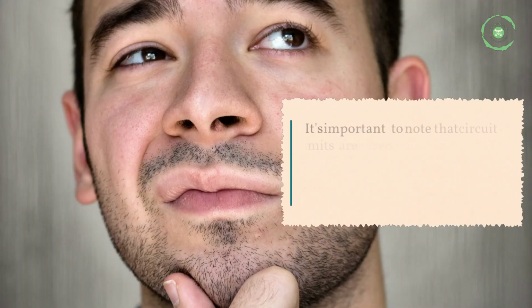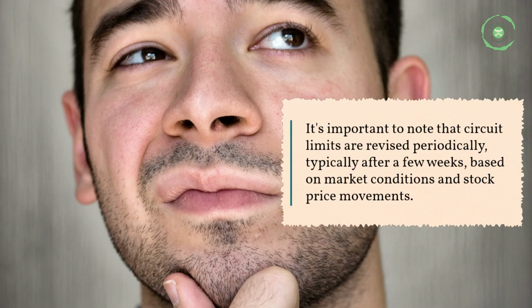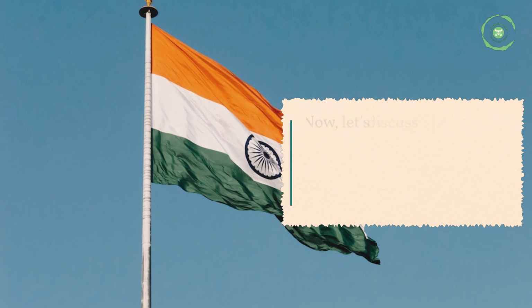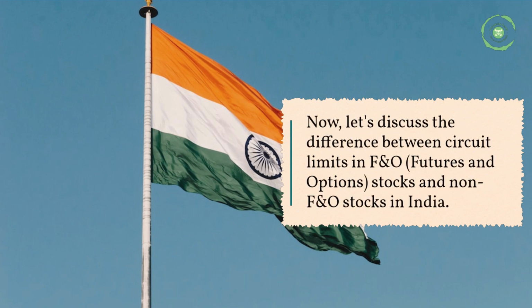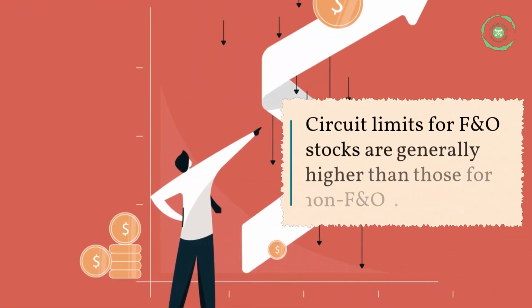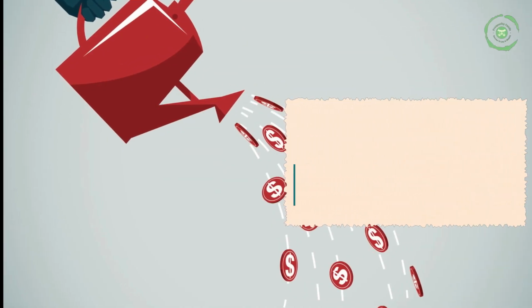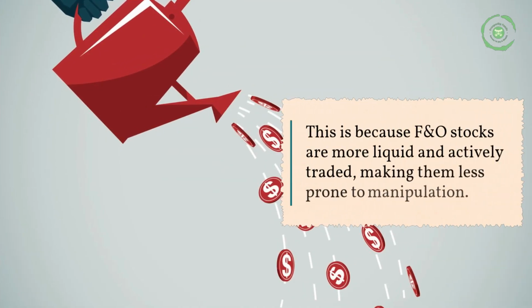It's important to note that circuit limits are revised periodically, typically after a few weeks, based on market conditions and stock price movements. Now, let's discuss the difference between circuit limits in F&O (futures and options) stocks and non-F&O stocks in India. Circuit limits for F&O stocks are generally higher than those for non-F&O. This is because F&O stocks are more liquid and actively traded, making them less prone to manipulation.